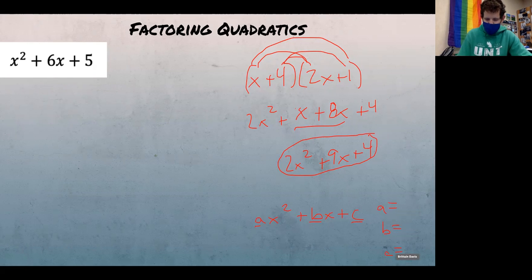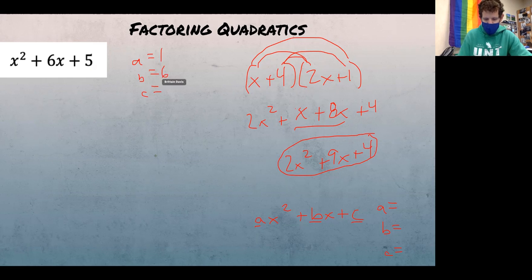So let's just practice with this one real quick. A equals, b equals, and c equals. I always encourage you to start off with this. So what would your a equal for this quadratic that we're working with? 1. 1. B equals 6.